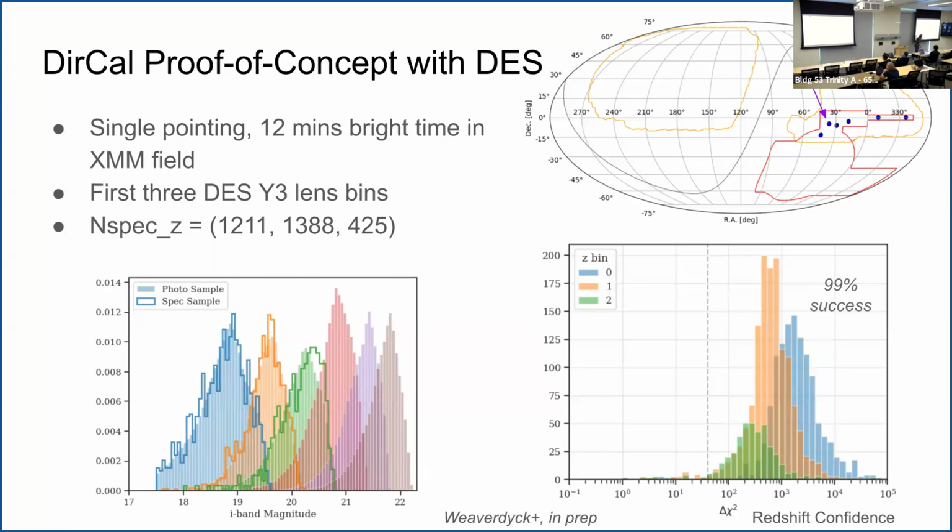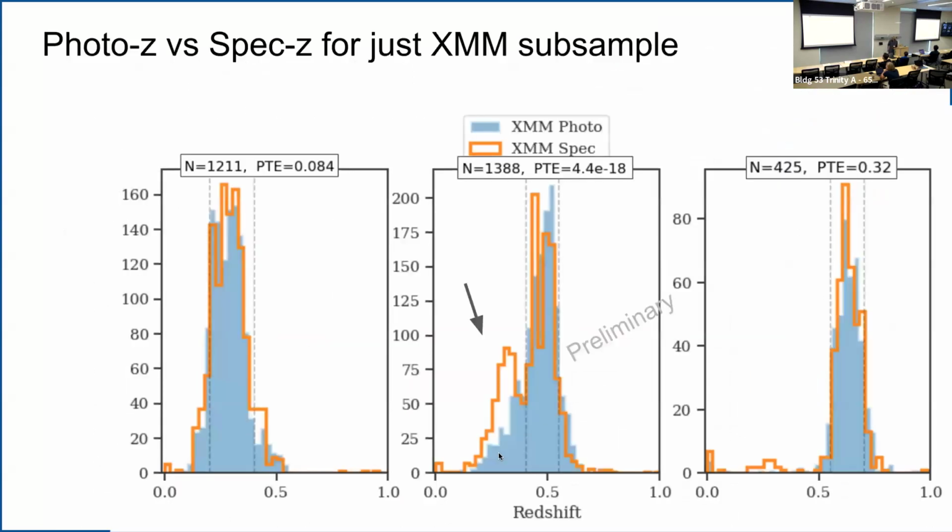The filled-in histogram is the magnitude distribution of all the DES lenses, and then the outline is the spectroscopic targets that we got. So we got about 3,000 total, with this number in each of these bins. Very high success rate by design.